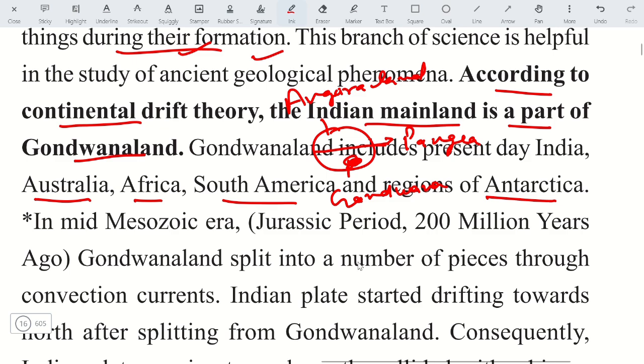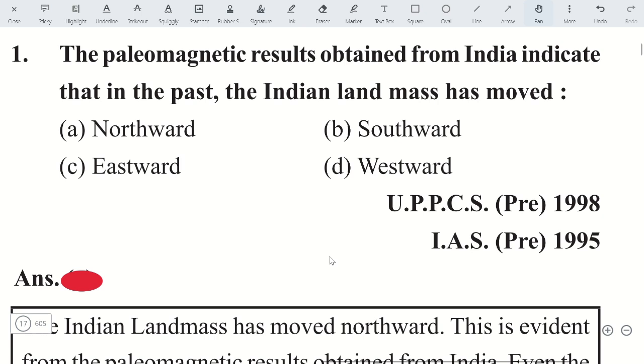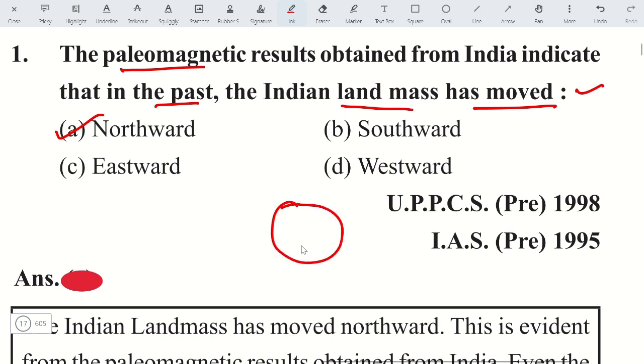So let's move directly on to the questions, and we will see how we can solve them. The first question is: paleomagnetism results obtained from India indicate that in the past the Indian landmass has moved. In which direction? Actually, it is northward. This was the Gondwana land, and India broke up from the Gondwana land and moved towards the northern direction.